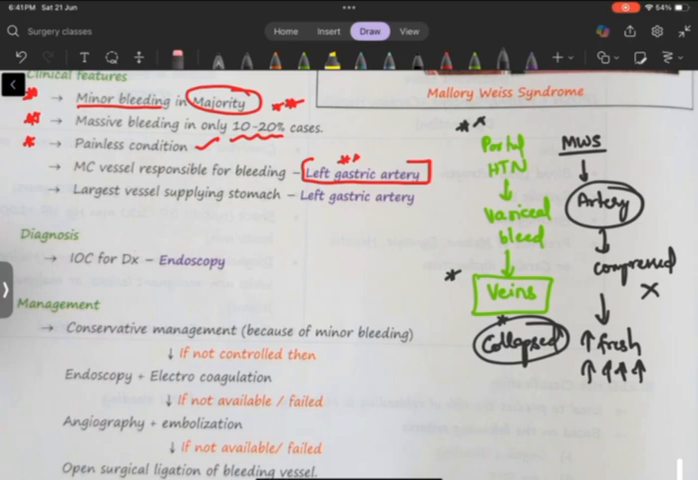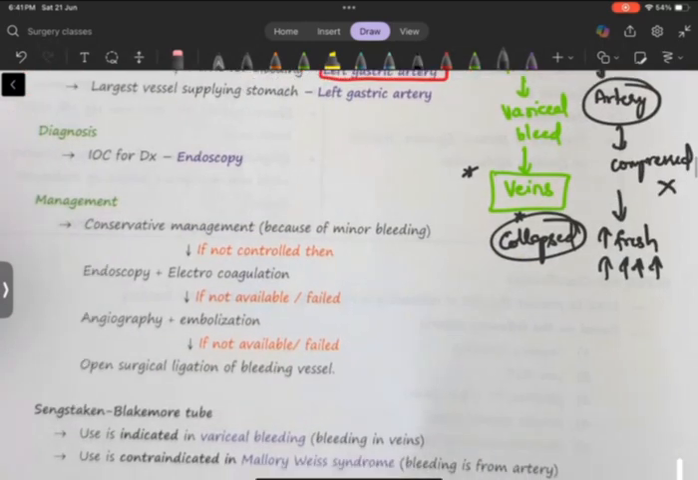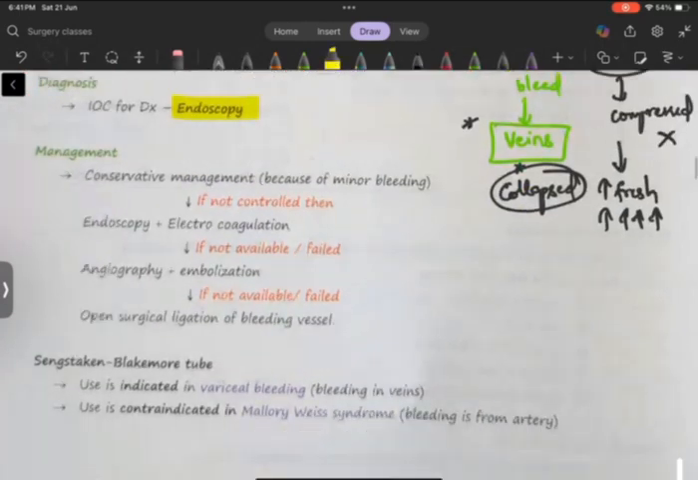Because that was a venous bleeding, but here Mallory-Weiss syndrome is an arterial bleeding, so you can't do that. You have to ligate the artery. Okay, so how will we diagnose? Diagnosis is again based on endoscopy. What is the management? Conservative management basically, because usually it will be minor bleeding only.